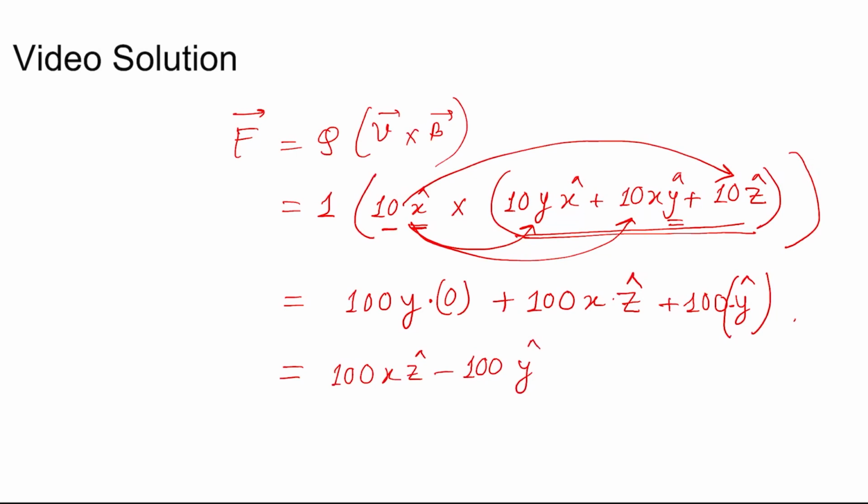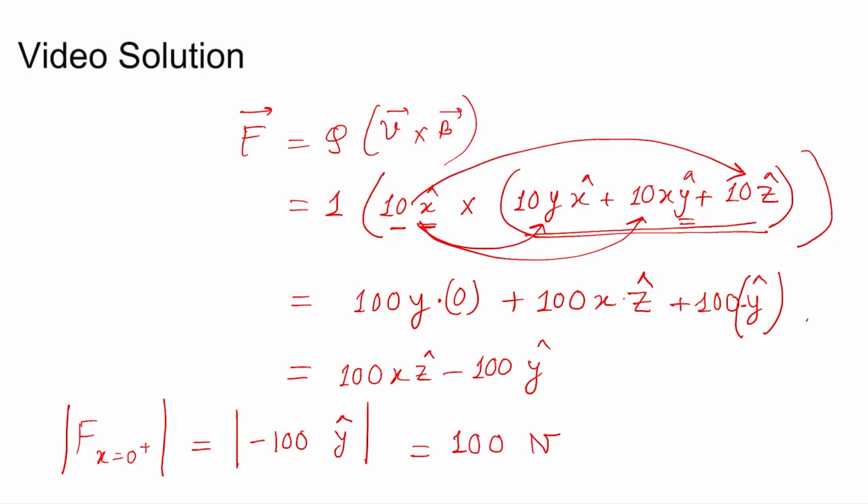Now since we are asked to find force at x equal to 0 plus, we will be left with minus 100 y hat. So 100 Newton will be the magnitude of the force on the charged particle at x equal to 0 plus. So this will be the answer.